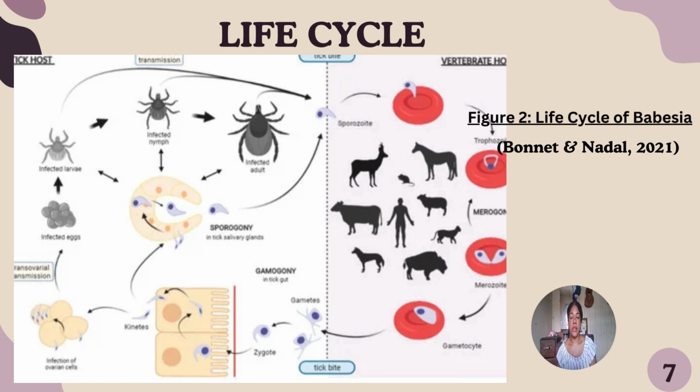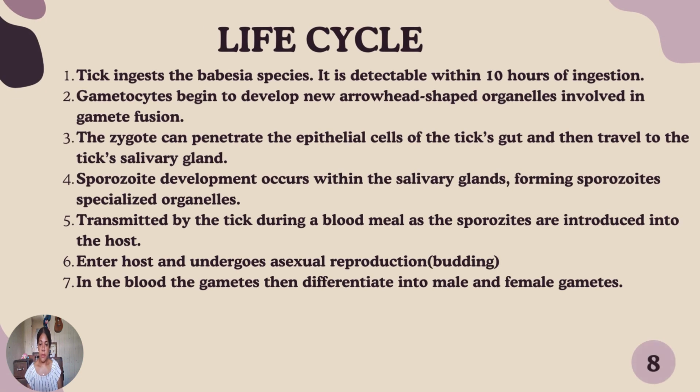Once it has entered the host, it undergoes asexual reproduction, which is budding. It becomes trophozoites, and then it becomes merozoites, and then gametocytes are formed. Then once in the gametocytes, it differentiates into male and female gametes. Everything that I've mentioned in the previous slide is summarized in this slide in 7 steps.